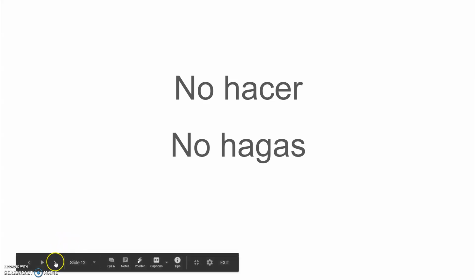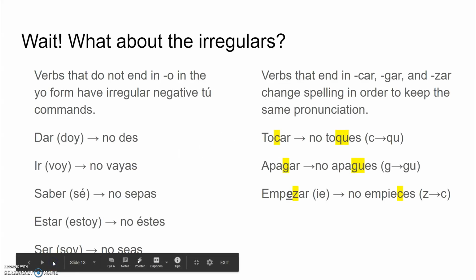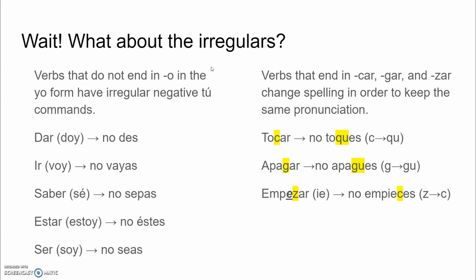So there's a couple of examples of how to form your negative commands. Those are all regulars though, Class A. Those 5 steps are the regulars. We're going to look at some irregulares next. So the irregulars. We have 2 kind of sets of irregulars if you want to think about them like this. We have verbs that don't end in O in the yo form and verbs that end in car, gar, and sar.